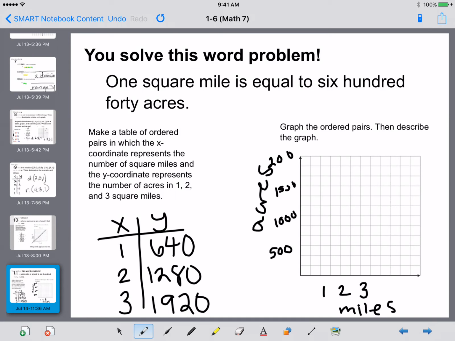So my first one is at 1, 640. I'm just going to do my best and put it where I think it belongs. We've got 2, 1,280, so that's somewhere in there. And then 3, 1,920, so somewhere in here. There we've got them graphed. Describing the graph once again, our points appear to make a line.